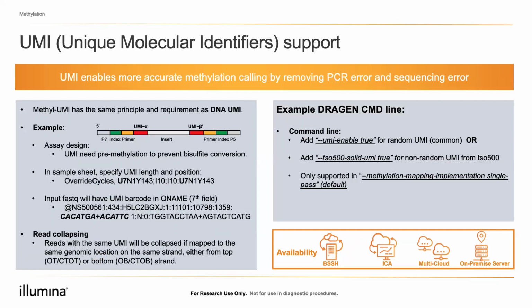We also now support UMIs for methylation. As mentioned, it removes PCR error and sequencing error. And it has the same principle and requirement as the DNA UMI. So similar designs there. And here you can see the example DRAGEN command line options to be enabled.